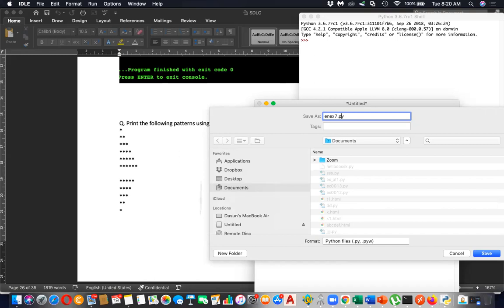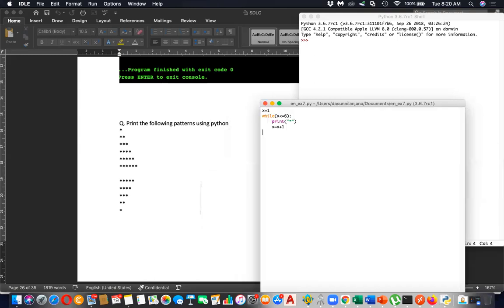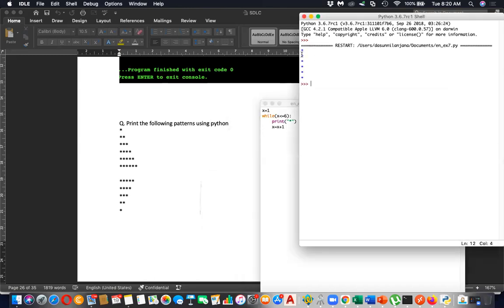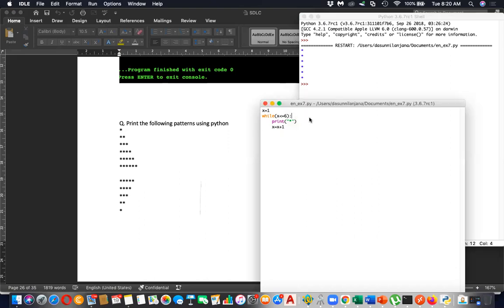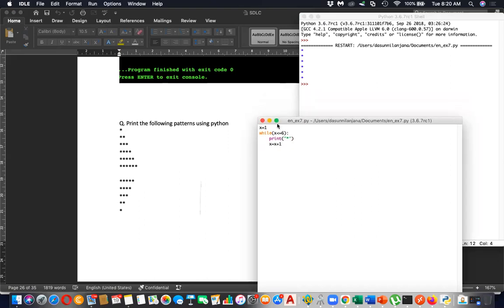Let's run this. It will print 6 stars downwards. The first task is achieved. But while printing this downward, you have to do another thing: horizontally also you have to print stars. That means you have to increase the number of stars printed. First time it's 1, second time it's 2, third time it's 3, horizontally.